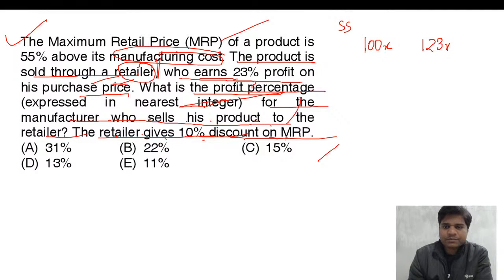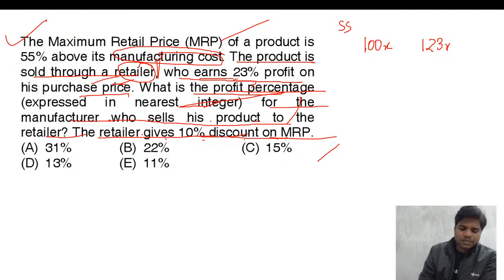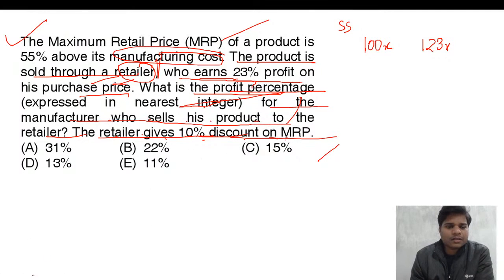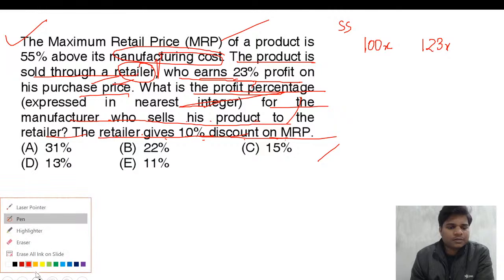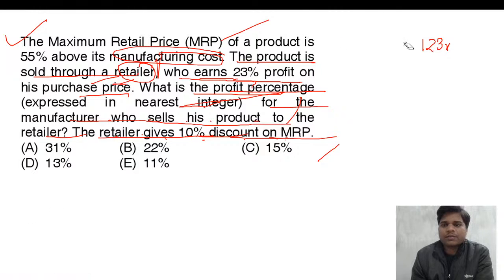Anyone got the answer there? Basically, I think we should start from the starting. If we take 100, then we don't know that thing. So let's take 100x. Suppose this is the starting cost that is borne by the manufacturer.